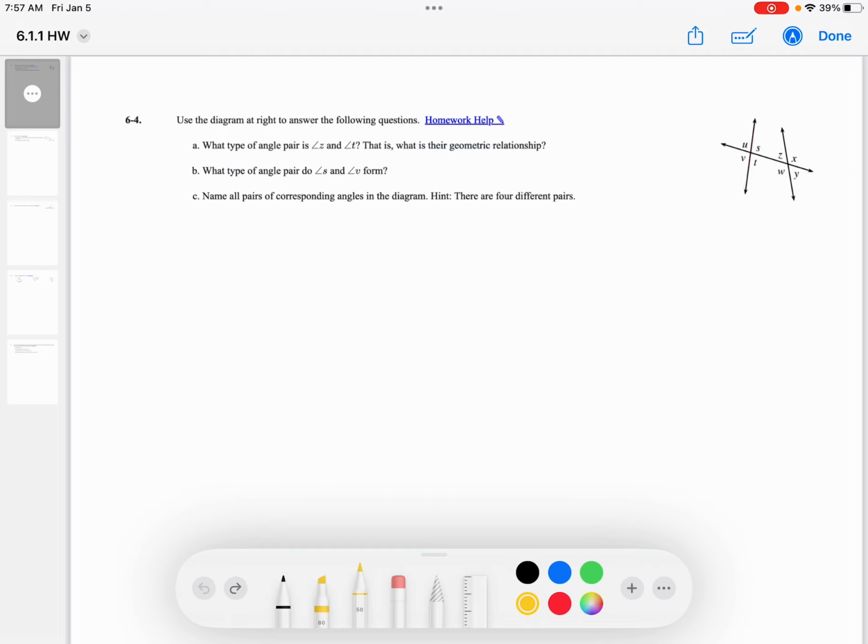The first question says, what type of angle pair is Z and T? Here's Z and here's T. They are interior to our two lines, and they are on alternate sides of our transversal. So those two angles are alternate interior angles. And what is their geometric relationship? Well, if we knew that the two lines were parallel, we'd know that alternate interior angles are congruent. But in this case, we don't know. We don't know what their geometric relationship is.